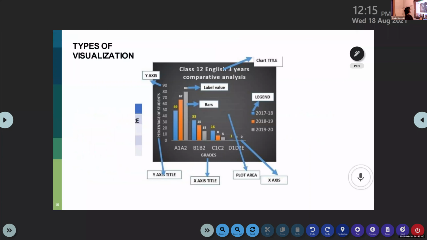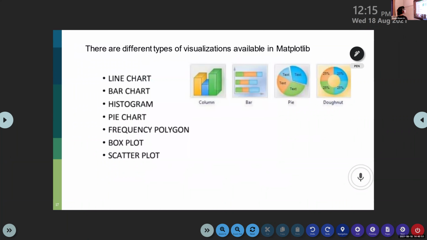So here you can see different types of visualization, isn't it? These are the different types of visualization available in MATPLOTLIB. Please do write this. When we start the coding, we are going to construct these using this program. I hope you have noted this, isn't it?